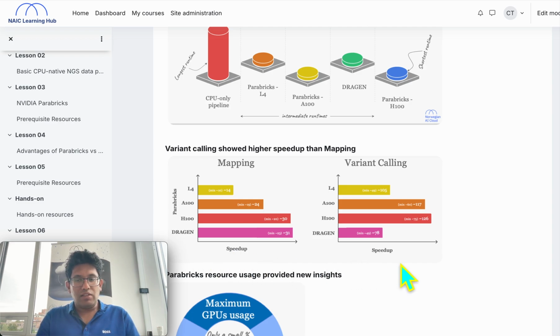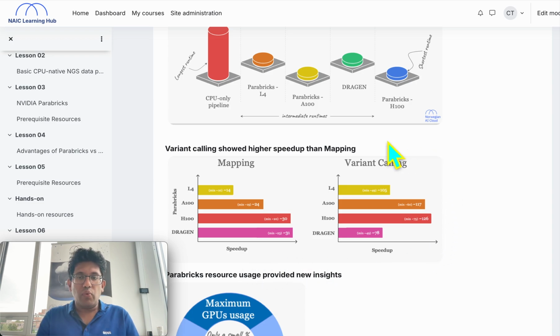This figure shows the speed up. The speed up is calculated using the CPU runtimes as the baseline. So this shows the speed up factor of mapping compared to the CPU baseline. When we are comparing accelerated platforms, especially Parabricks on different GPUs and Dragon, we can see that Parabricks on H100 and Dragon are on par with regard to the speed up.